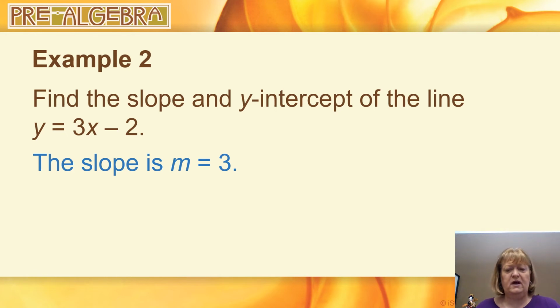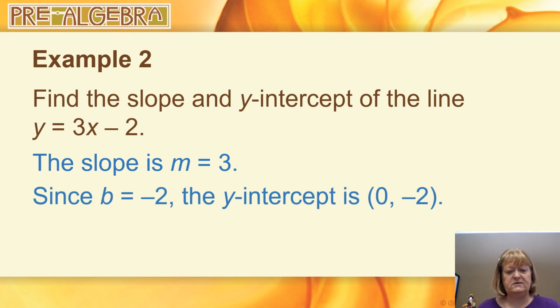I'll show more about graphing later, but right now let's just find out what m and b are. Notice b is negative 2. Therefore, the y-intercept is negative 2. Remember the sign in front goes with it.